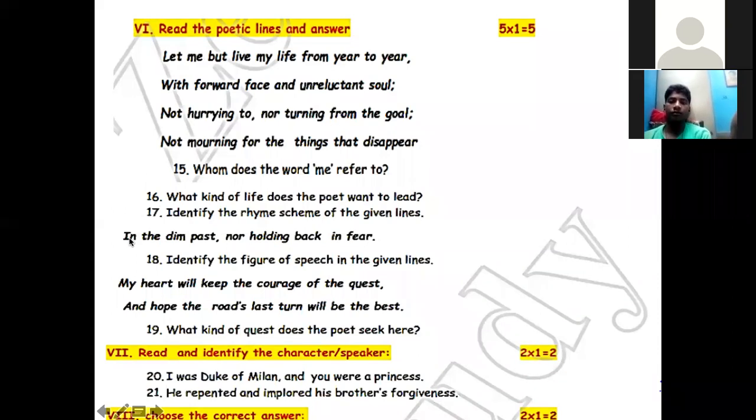Then next you have another line from the poem. In the dim past, nor holding back in fear. This is the line of the poem. You have to identify the figure of speech from this poem. Then the next one. My heart will keep the courage of the quest and hope the road's last turn will be the best. This is the last 2 lines of the poem. And the question given is, what kind of quest does the poet seek here? So you have 5 questions in this set of poetic lines, and you get 1 mark for each question.